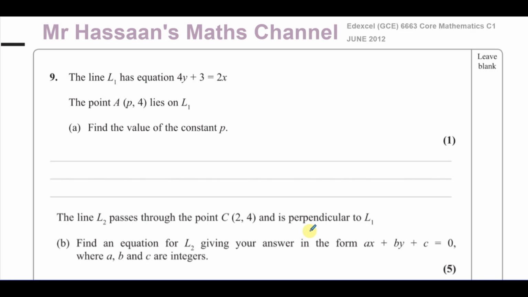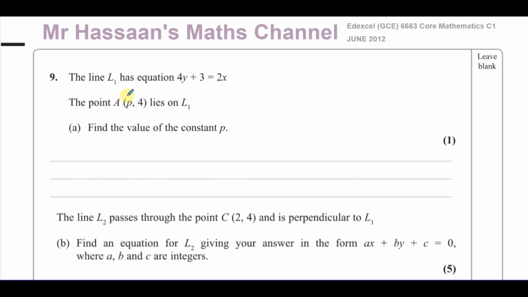So I'm going to answer this question. This is the old C1 paper, which used to be non-calculator, so I'm going to do this without using a calculator as well. It says the line L1 has equation 4y plus 3 equals 2x. The point A, (p, 4), lies on L1. Find the value of the constant p.